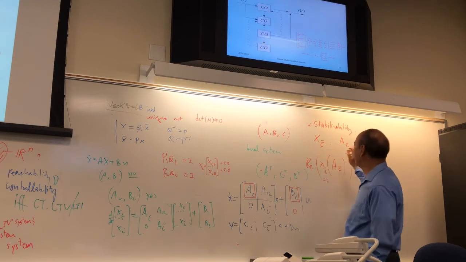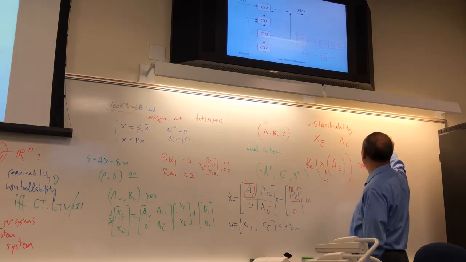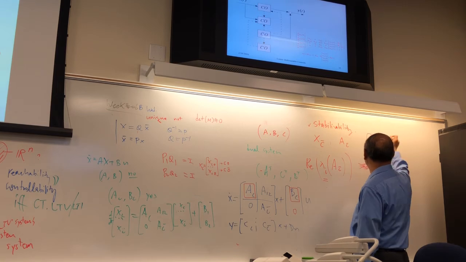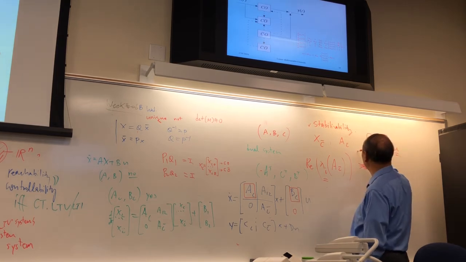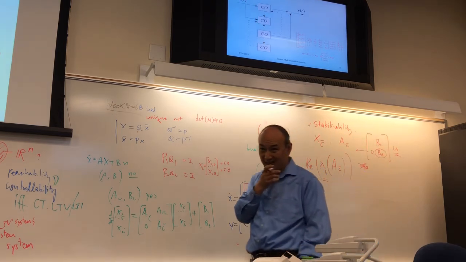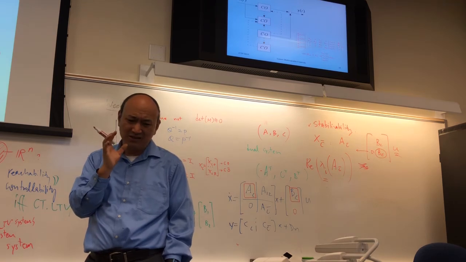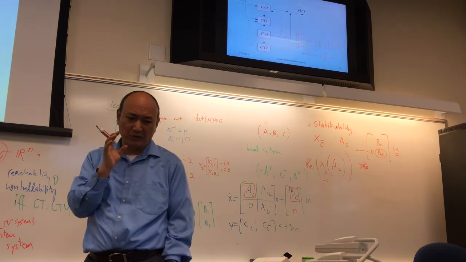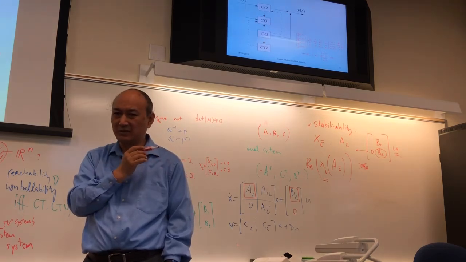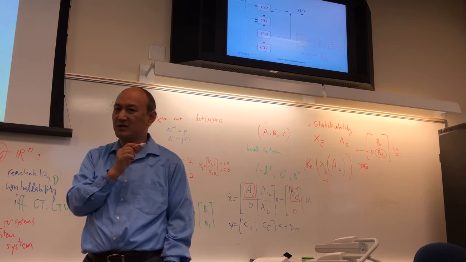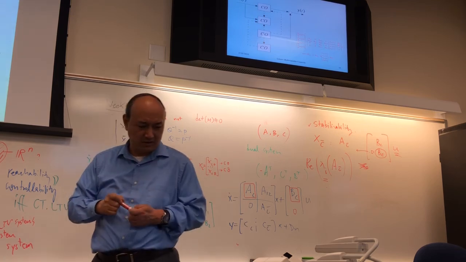No matter what you do, because uncontrollable means you have B, C bar, and this B, C bar is 0, times U. No matter what control you put in, you are not going to change it. Make sense? So there are a lot of places where they say, oh, this is not stabilizable, meaning the open loop system's uncontrollable subspace is unstable.